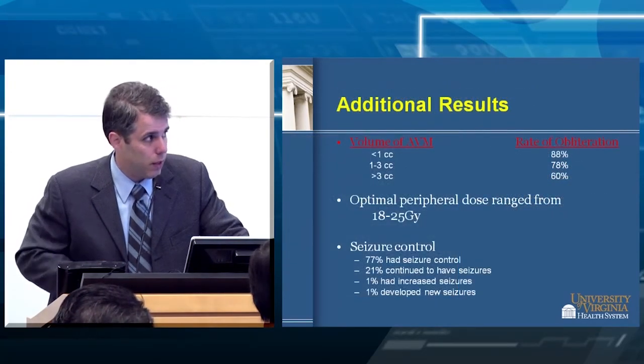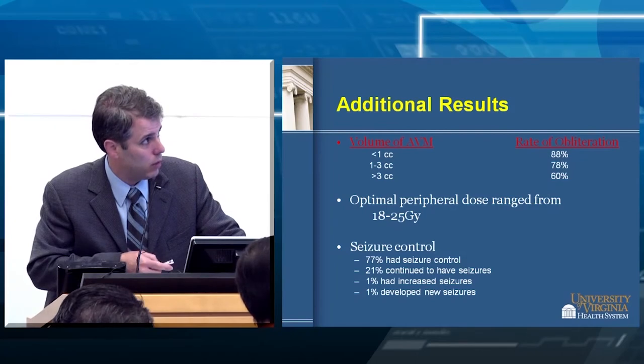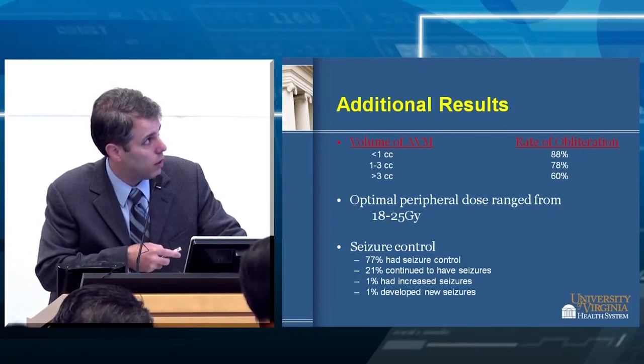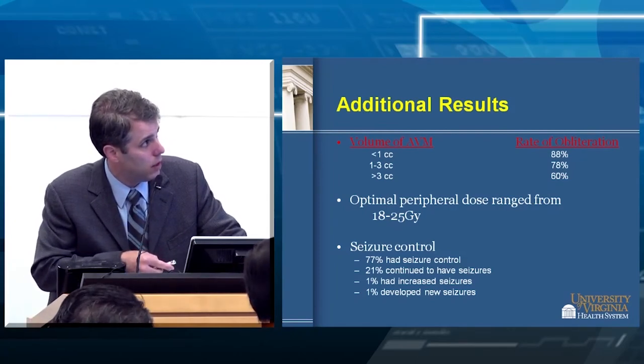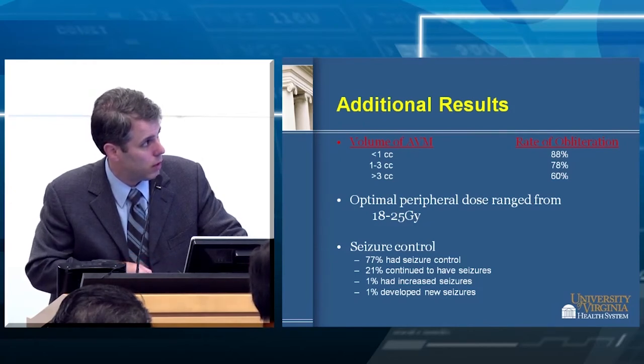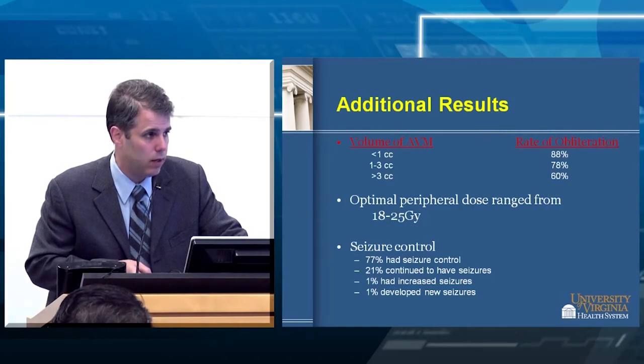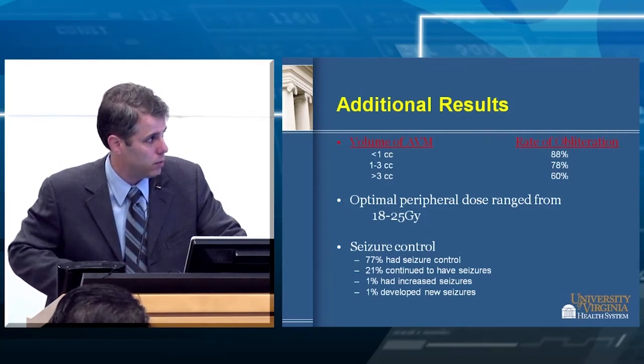This very much depends upon the volume. The smaller the AVM volume at the time of initial radiosurgery, the more likely we'll achieve obliteration, so that a 3cc or smaller AVM nidus has a very high chance of success, whereas when one gets above that, our success rate was about 60%. Again, optimal prescription dose is about 18 to 25 gray. Going above that doesn't seem to give much benefit and actually increases complications pretty substantially.